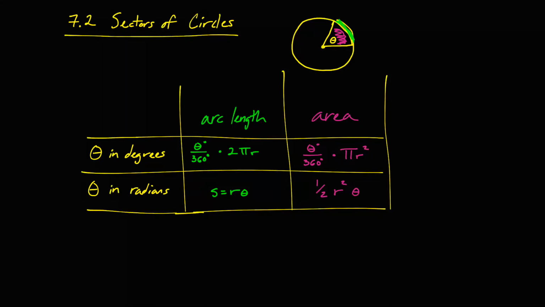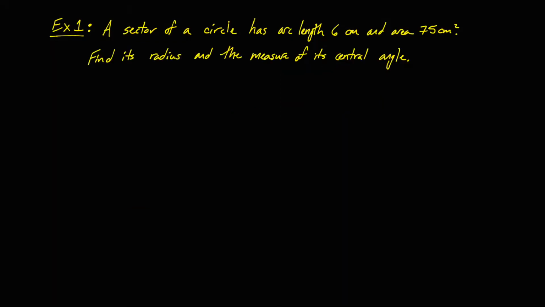So with these formulas and relationships, we're going to try and apply them to a given problem. So example 1 states: a sector of a circle has arc length 6 centimeters and area 75 centimeters squared. Find its radius and the measure of its central angle. Now for this one, let's do both in degrees and in radians. I urge you to take a moment and make an attempt at trying to solve this on your own. I'm going to walk through the process on how I do it myself.